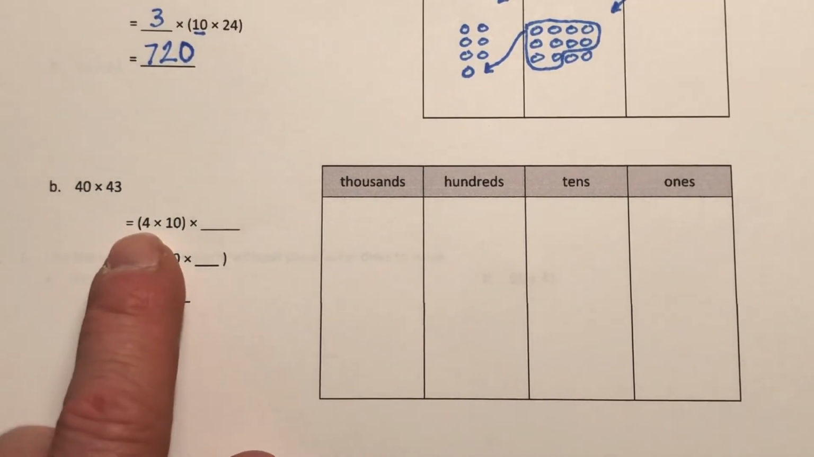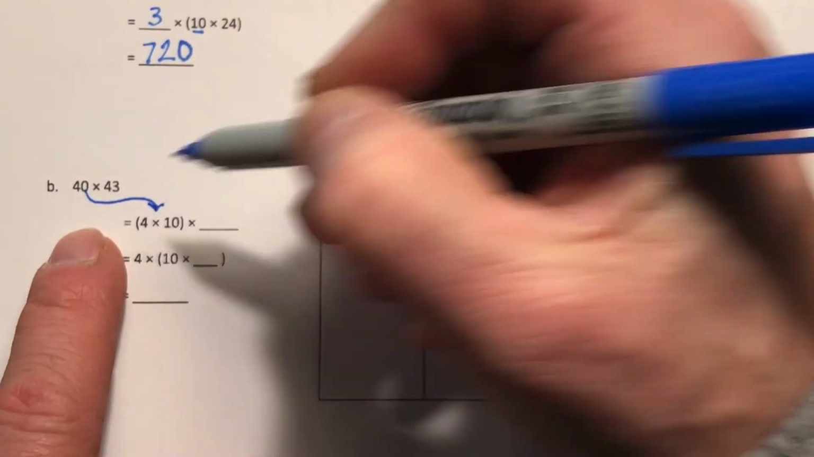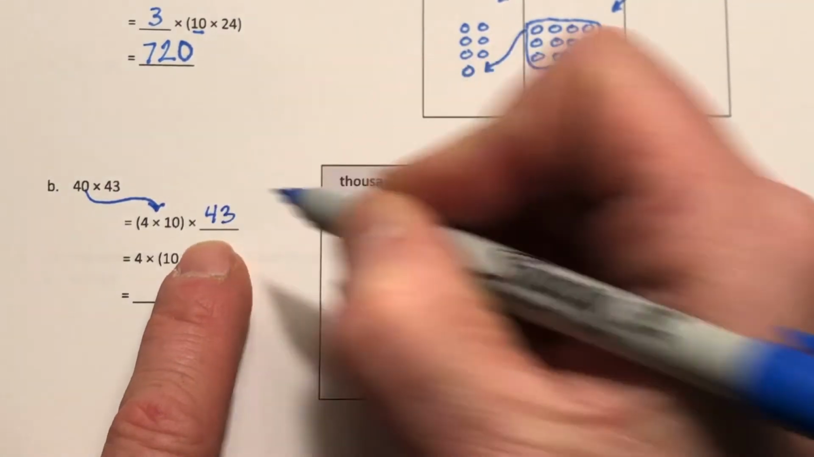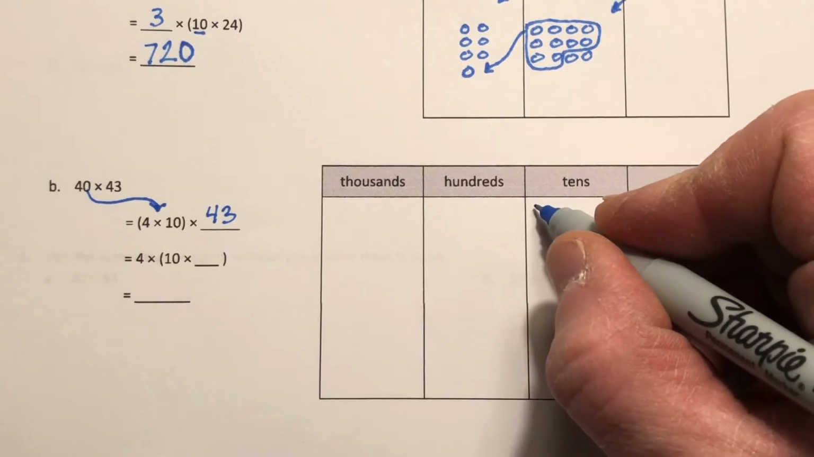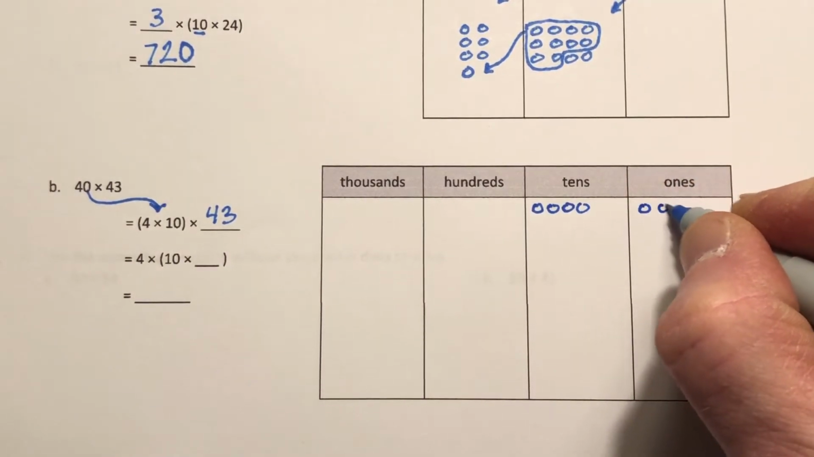Okay, so what we did first here, see they took this 40 and they split it into a 4 times 10. What I'm going to do here is just bring the 43 down. And that 43 is what I'm going to represent over in this area. 40 10s, 4 10s, 3 1s, just like that.